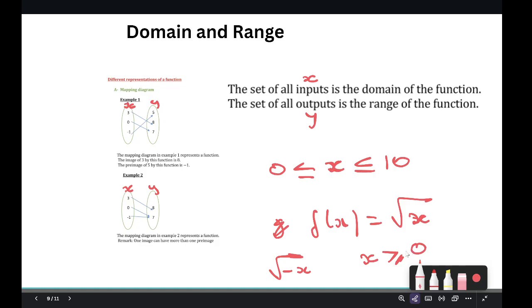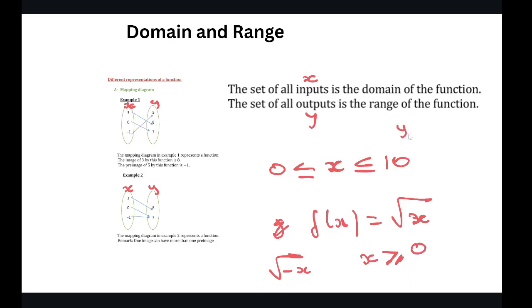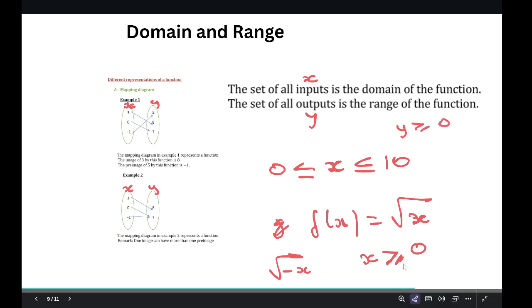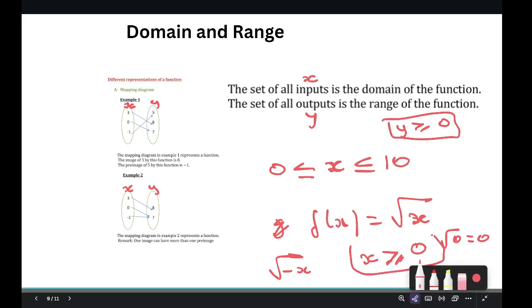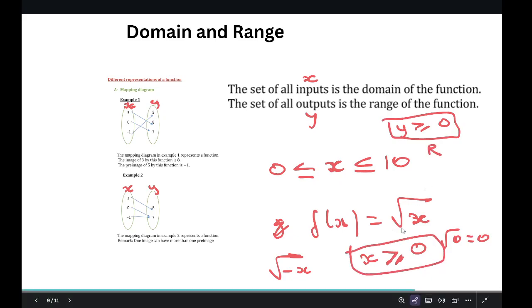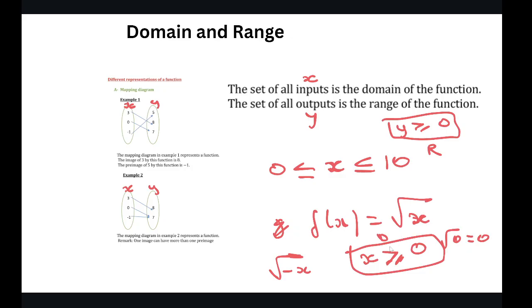And then your range is all the resultant values of your inputs. So from 0, the range would be from 0, so y has to be greater than or equal to 0 also, because you'll only get positive values, there's no negative, and the square root of 0 is 0. That's the least possible value that you can get. So that's the domain, and that is the range. That's how you figure out your domain and range.